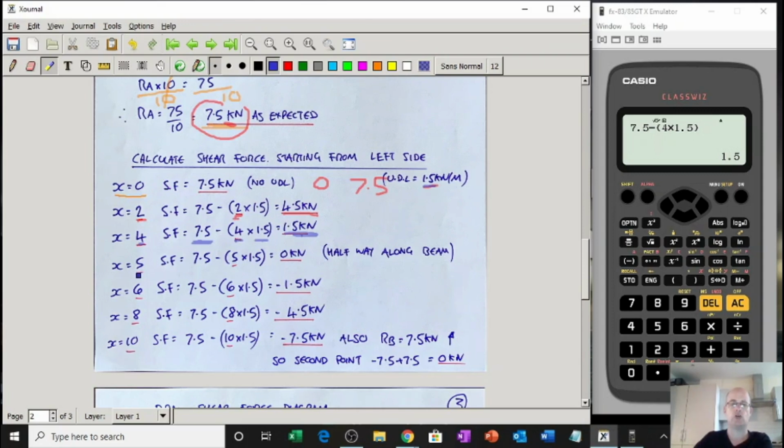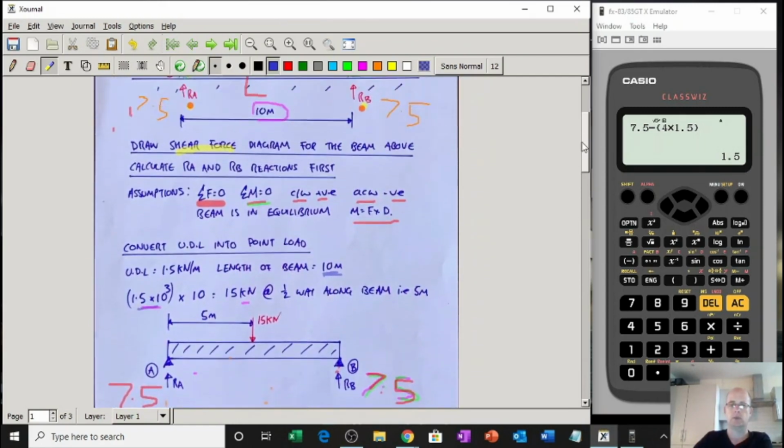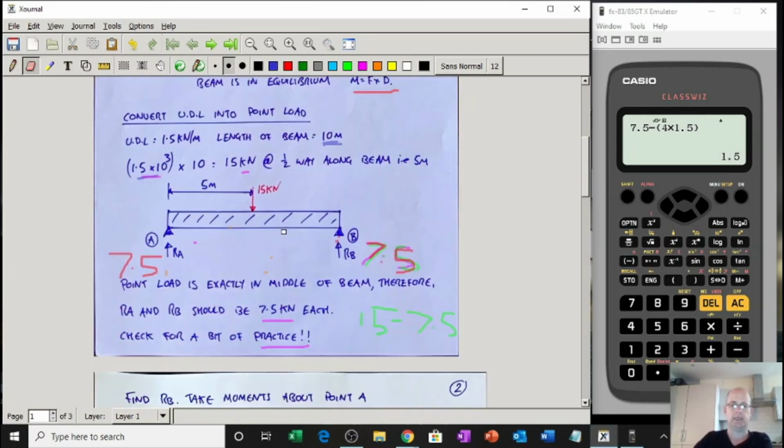Now, I'm going to go to x equals 5, because at x equals 5, that is where the maximum bending moment is going to be, because that's what we're trying to find out, really. If I've got this force like this, which is the UDL force really, that beam, if you think about it, is going to be bending like that.